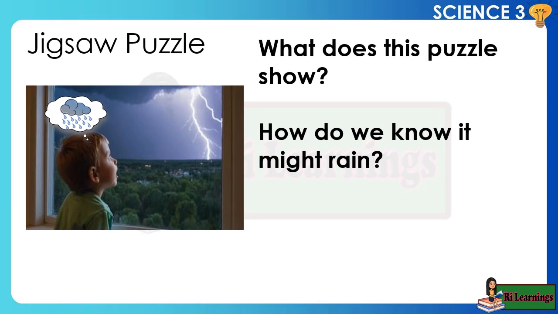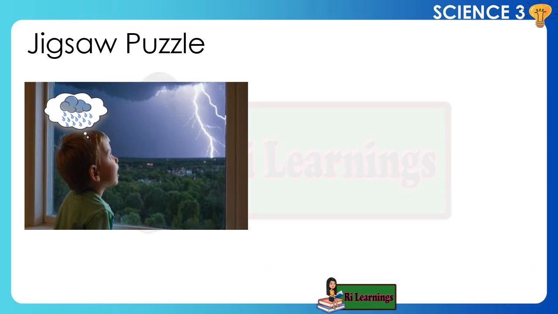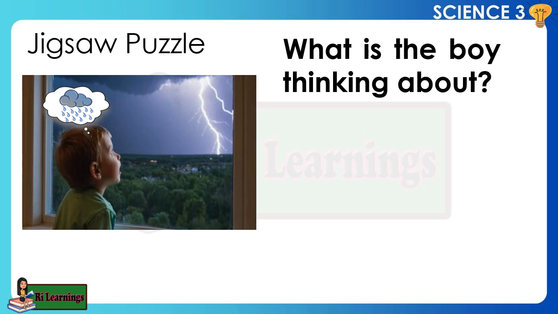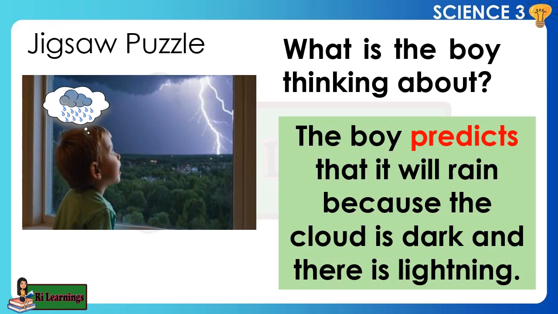What does this puzzle show? How do we know it might rain? Dark clouds, lightning. What is the boy thinking about? The boy predicts that it will rain because the cloud is dark and there is lightning.